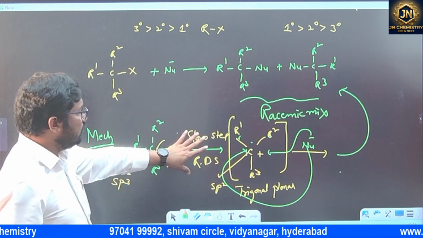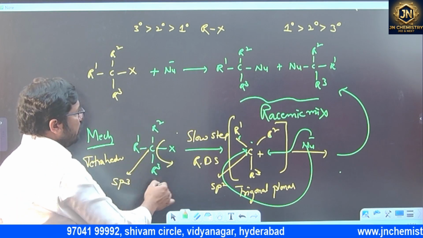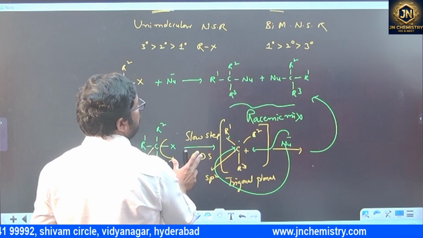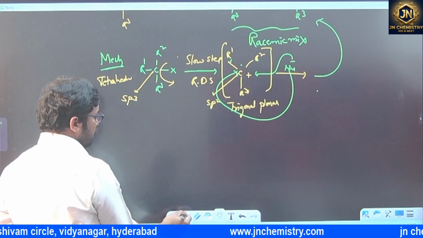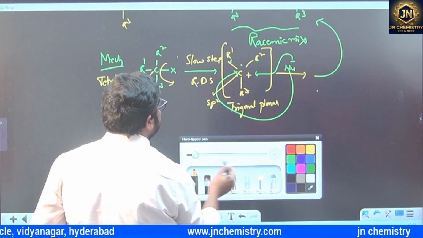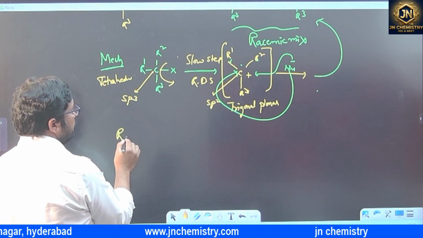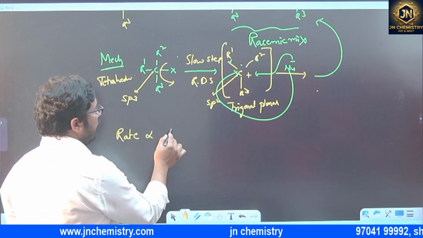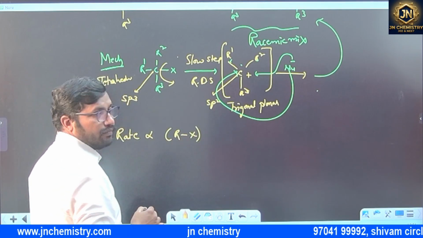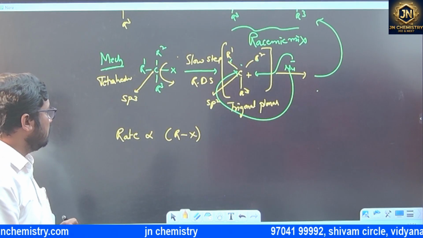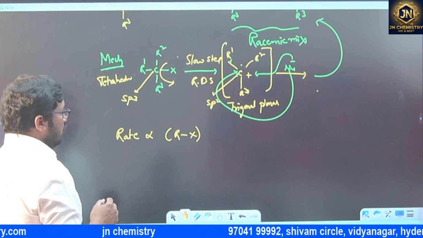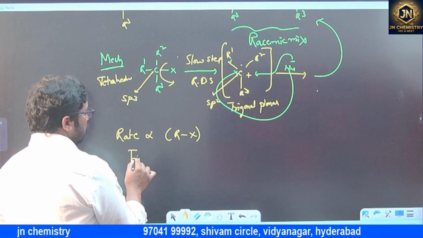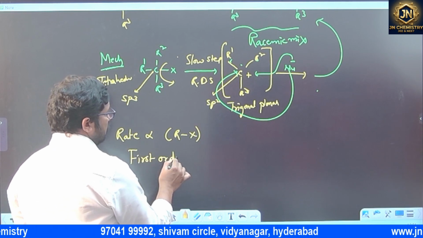So this is the slow step. In the slow step, only one molecule is participating. That's why it is called a unimolecular nucleophilic substitution reaction. Here the rate is directly proportional to only the alkyl halide, but not the nucleophile. This is an important point which we need to understand. SN1 is a first order reaction.